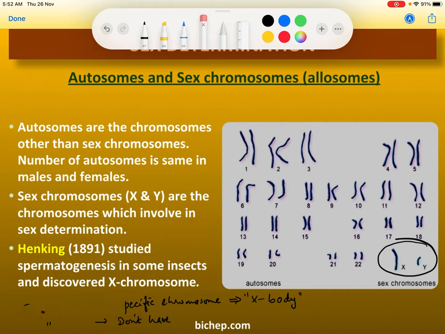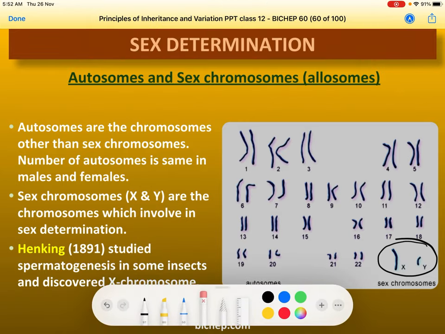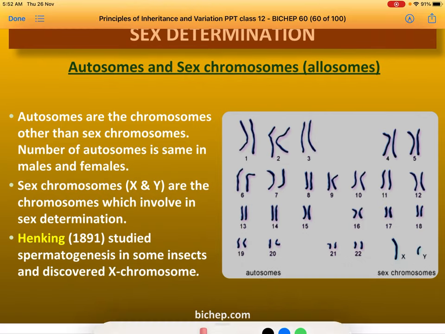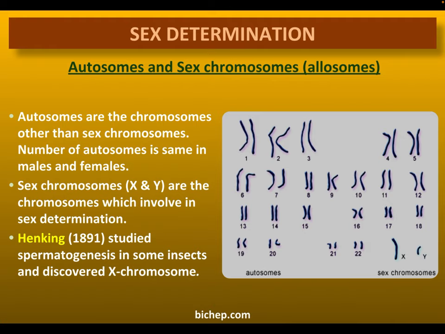So we have basically two types of chromosome: number one, autosomes; number two, allosomes. Allosomes are of two types, X and Y. By that, we are concluding this slide. So please take the screenshot of this slide first, then we move to the other.